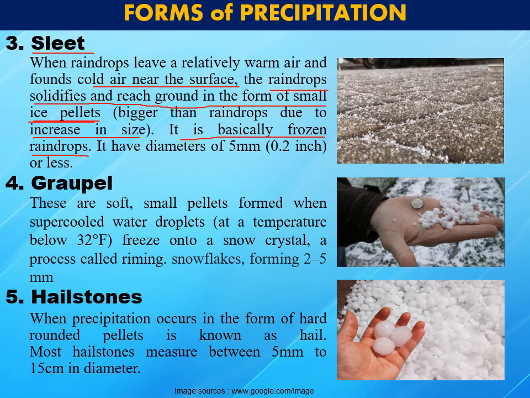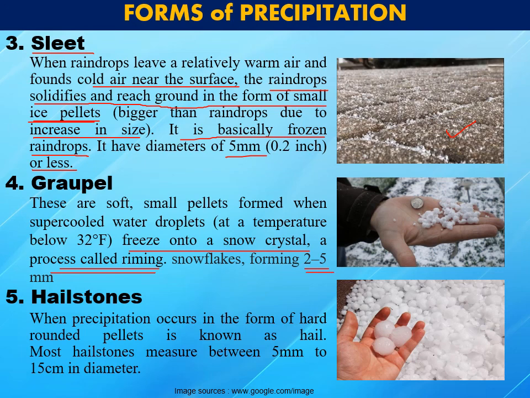Next is graupel. These are soft, small pellets formed when supercooled water droplets freeze onto a snow crystal, a process called riming. The pellets formed in this way are slightly larger in size, that is 2 to 5 millimeter in diameter. Third type is the hailstones. When precipitation occurs in the form of hard, rounded pellets, it is known as hail. Most hailstones measure between 5 millimeter to 15 centimeter in diameter.